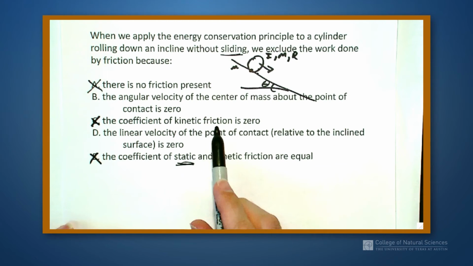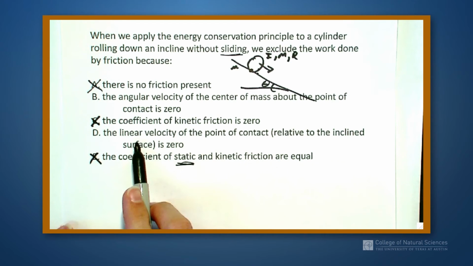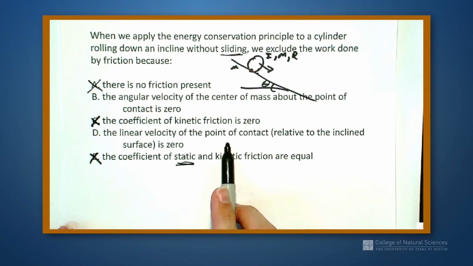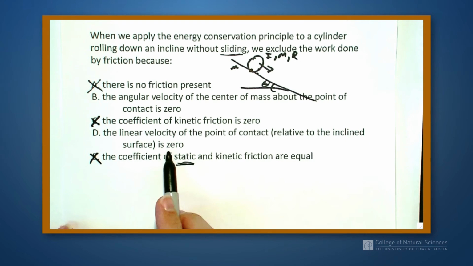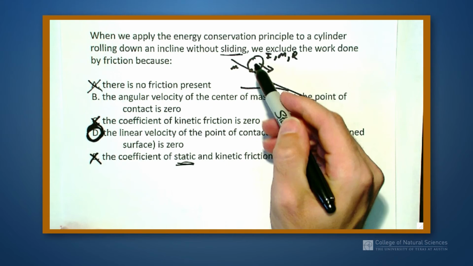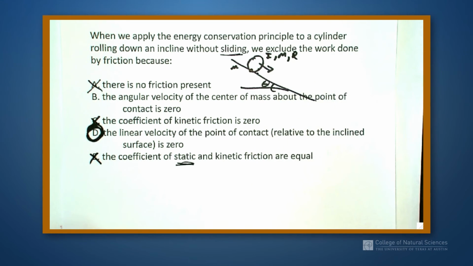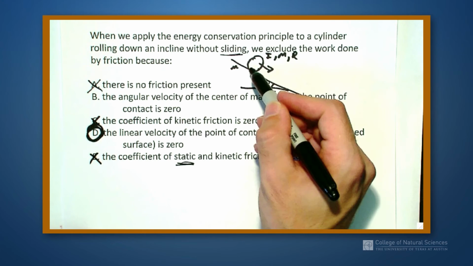The angular velocity of the center of mass about the point of contact is 0, or the linear velocity at the point of contact relative to the inclined surface is 0. The correct answer is D. And that's what we were saying, that this point right here does not slide. So the force of friction acts at that point right there, but it does not have any distance that it's moving, right?